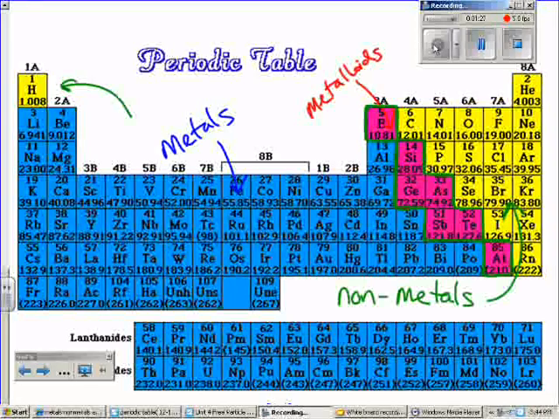And of course you have the semiconductors there. What do you notice about semiconductors in terms of characteristics? They do share some properties with nonmetals, but they also share some characteristics with metals. So those are the three main categories of elements you might find on the table.